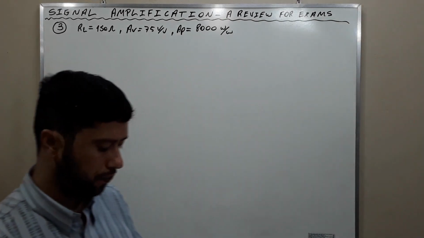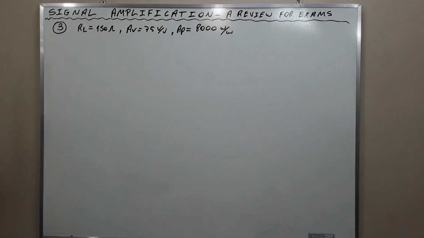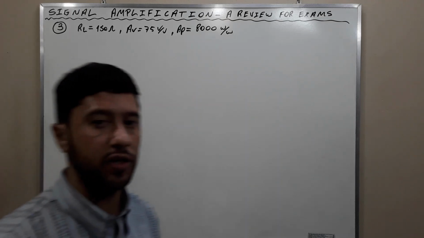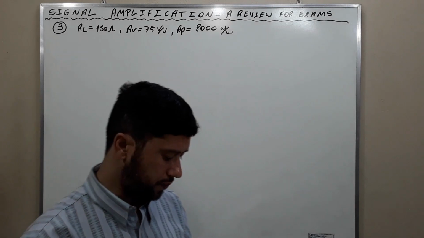Exercise number 3. A certain amplifier operating with a 150 ohms load has a voltage gain of 75 and a power gain of 8000. With data, determine the current gain and the input resistance. Okay, my friends, this is the question. Let's go to the solution.